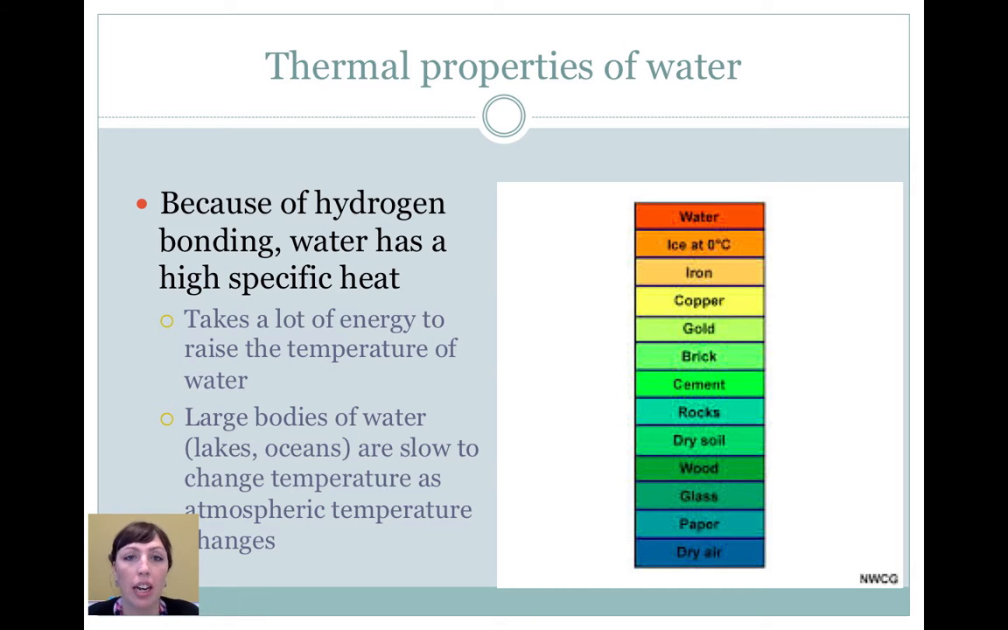Because of hydrogen bonding, water has a high specific heat. Okay, it takes a lot of energy to raise the temperature of water. One of the questions I brought up at the beginning of the lesson was why coastal cities are more temperate than inland cities in general. So to answer this question, we have to think about another aspect of water, which is specific heat.